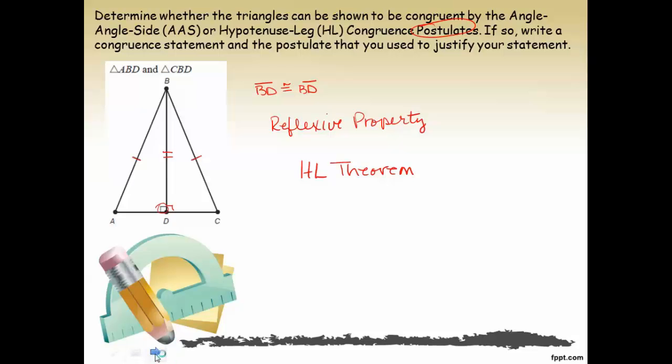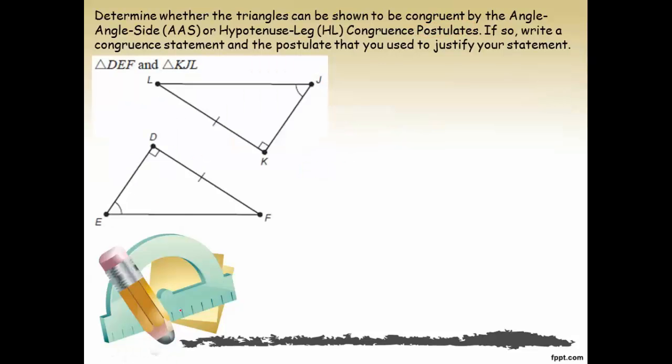Okay, let's look at the next one. All right, let's look here. Again, we have right angles, and we have a leg that's congruent. All right, but we don't know that the hypotenuse is congruent. So let's think about this for just a minute. How could we figure this one out?